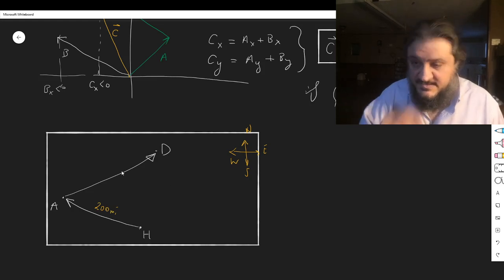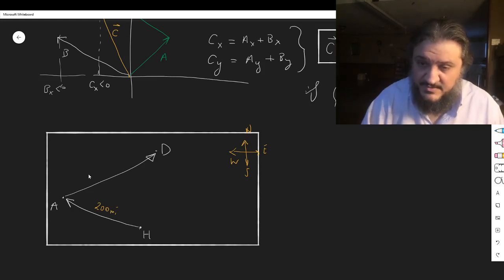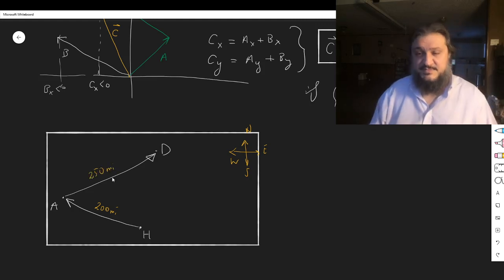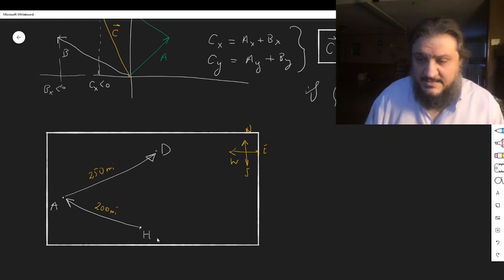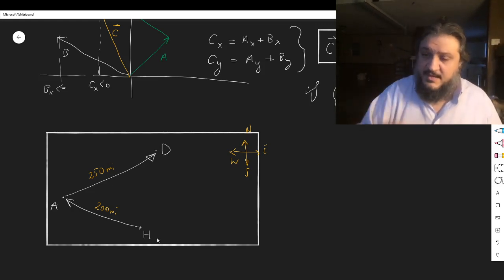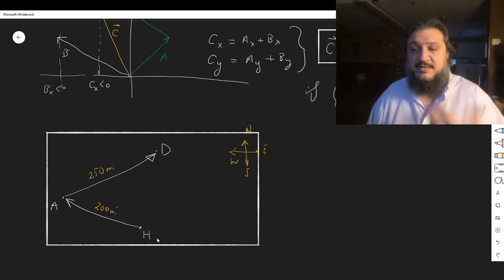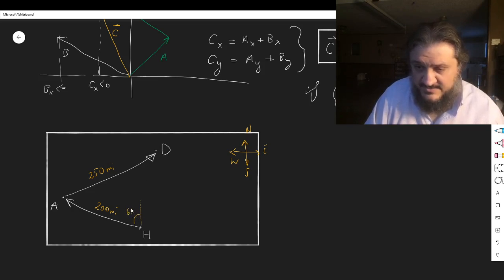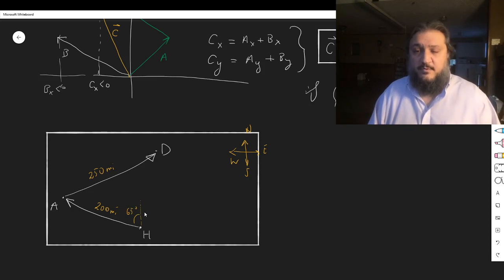And from Austin to Dallas, let's say it is 250. These numbers are probably wrong, but it doesn't matter. I'm just trying to make a point here, right? So to go to Austin, you need to fly in a direction which is, let's say, 65 degrees west of north. So you just have this angle here. This was north, right? So 65 degrees west of north.